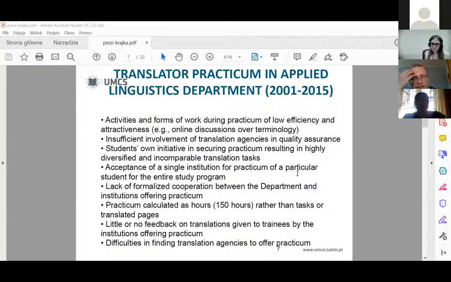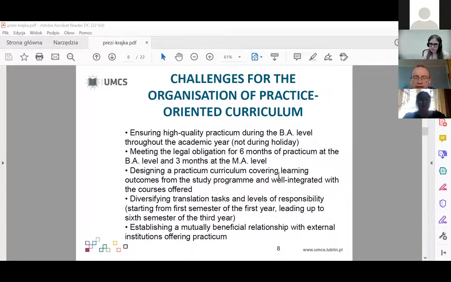Whenever translation agencies were involved, the activities, the forms of work were often of low quality and low attractiveness, such as online discussions over terminology instead of actual translations. So we wanted to do something about that. Also, first of all, in order to raise the quality of practicum, we wanted to organize the practicum throughout the academic year and not relegate it to holiday. This is not something that universities are expected to do.